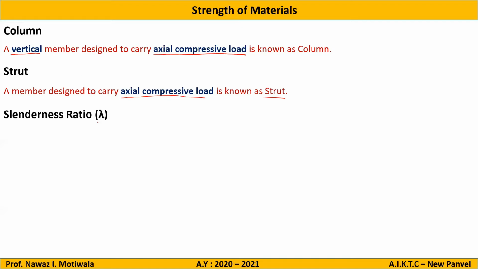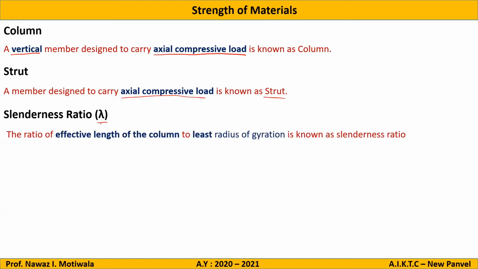Next is, what do you mean by slenderness ratio? That is lambda. Slenderness ratio is defined as the ratio of effective length of the column to the least radius of gyration. So in mathematical form, lambda is equal to effective length, that is LE, divided by least radius of gyration, that is K. So lambda is equal to LE by K. And radius of gyration, we have just seen, is given by root of I by A.